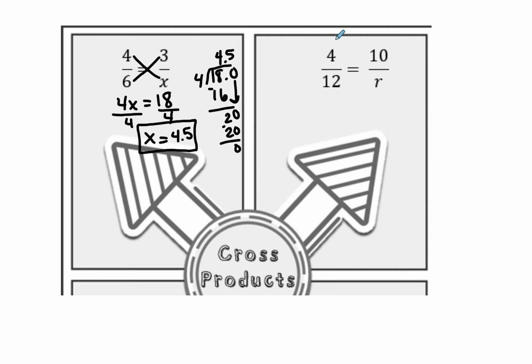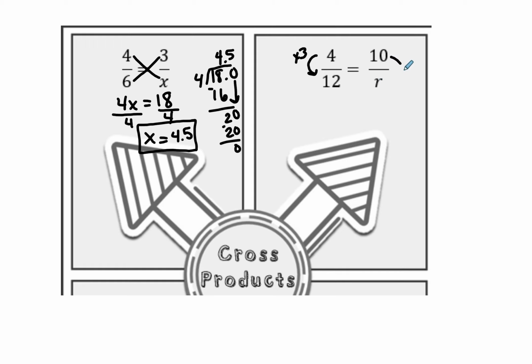Okay, let's look at this next one. I don't see an easy multiplication side to side, a whole number that I could do 4 times to get to 10. But I do see a multiplication pattern up and down. I notice that if I take my top number and I multiply by 3, I get the bottom number.